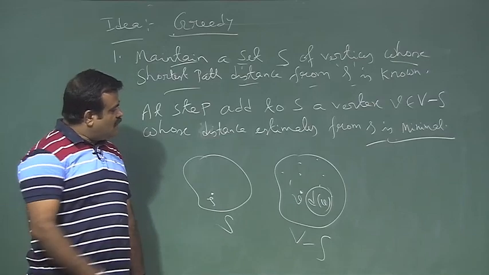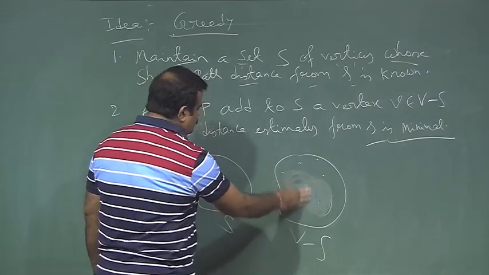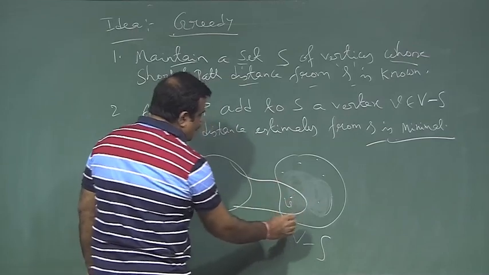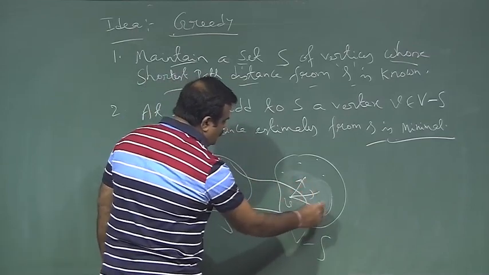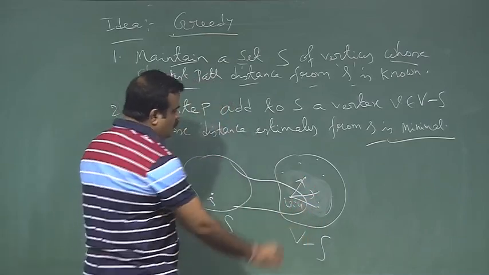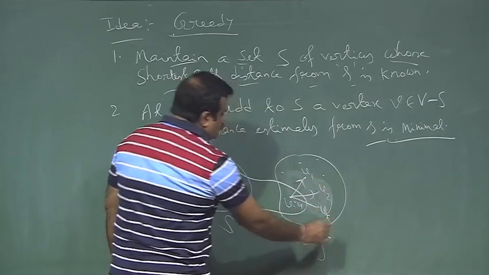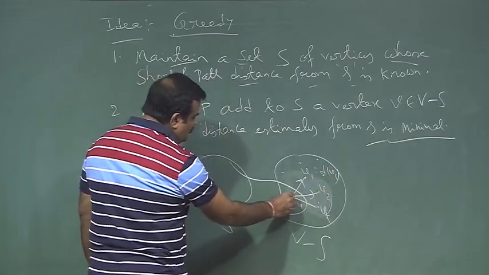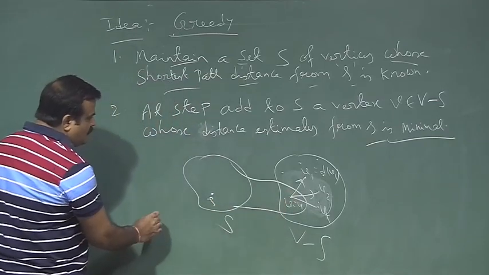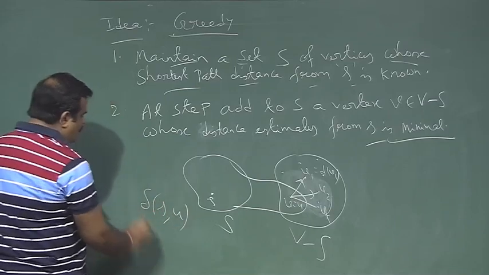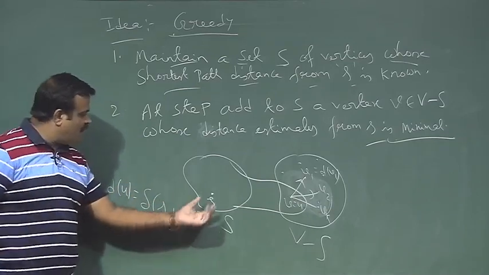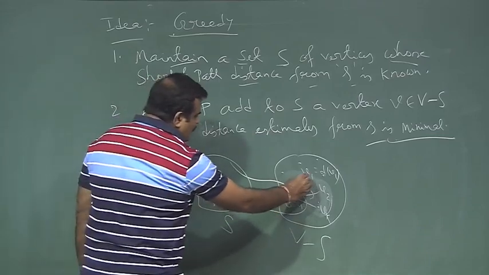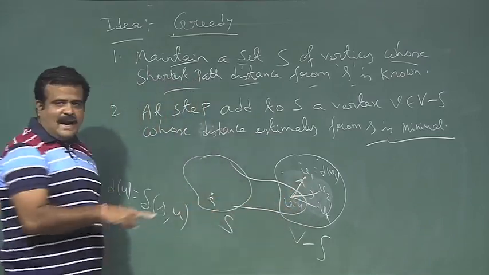Once we capture this V in S, we look at all the vertices which are connected to V. Say this is our new U. Once a vertex is captured in S, for that vertex the distance will be delta of S comma U. Now, there is a vertex which is directly connected with the vertex we have just added in S.